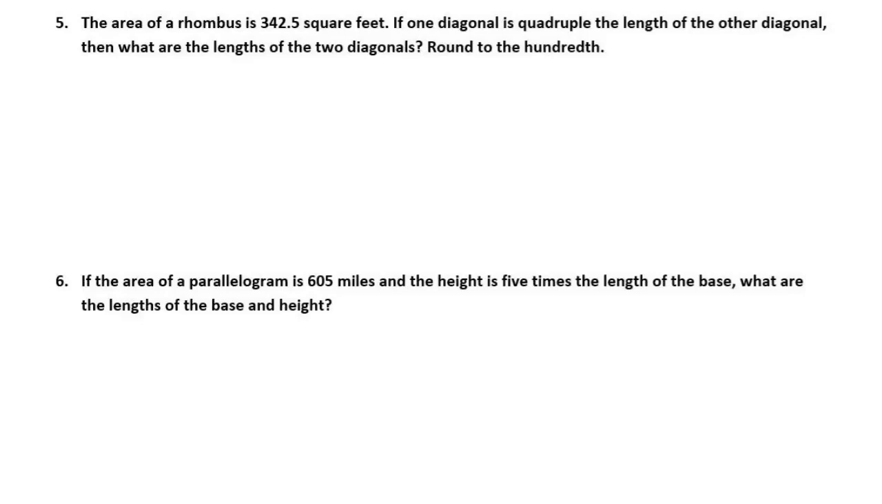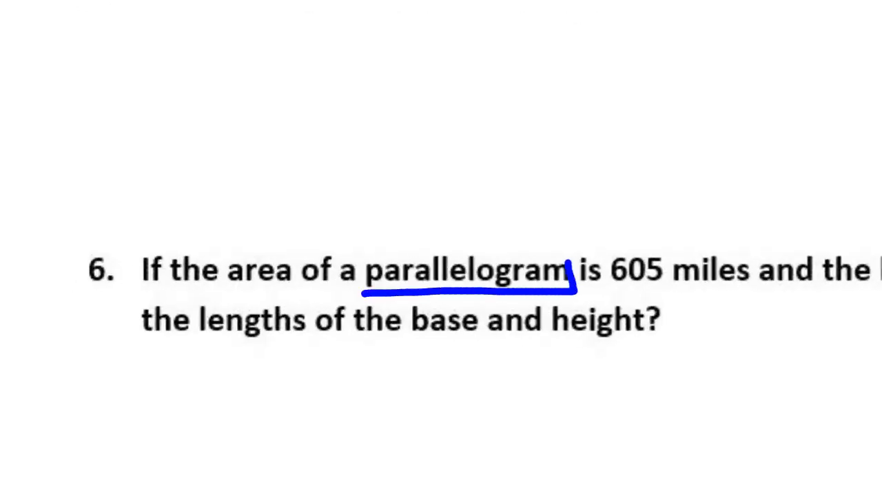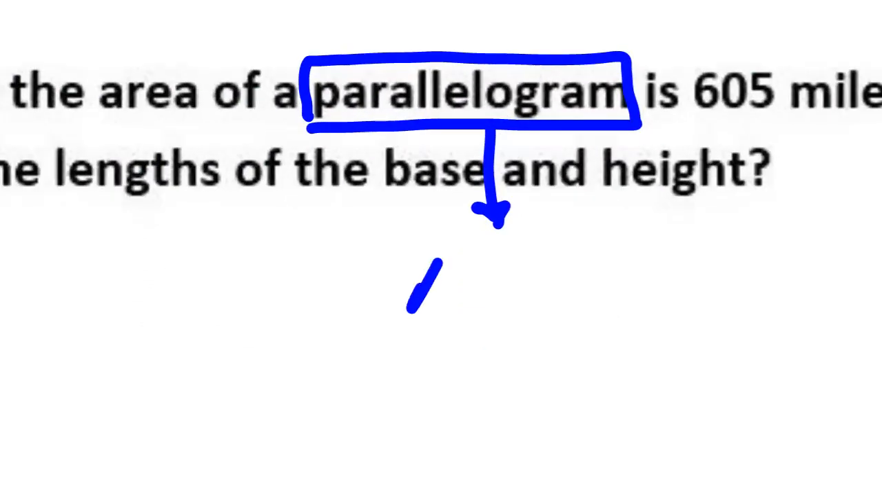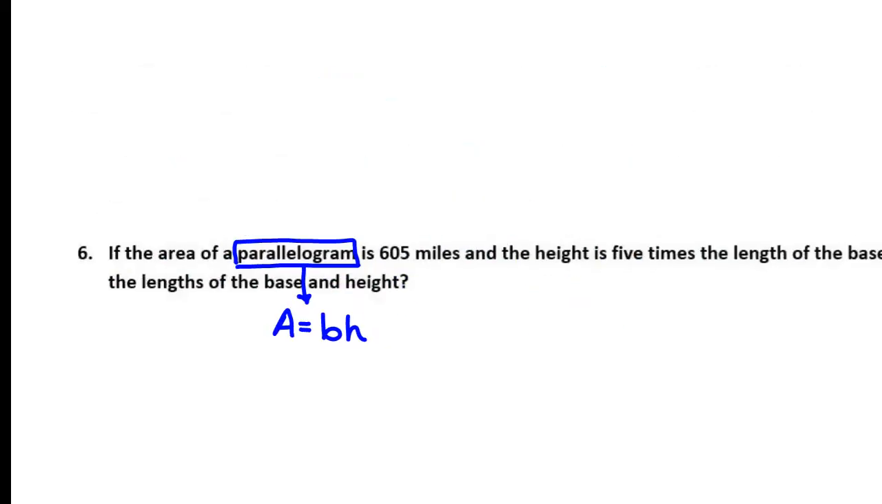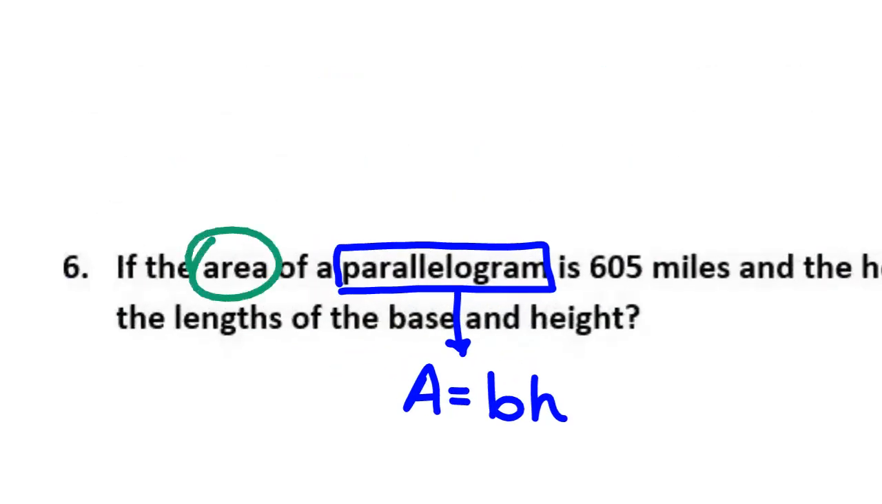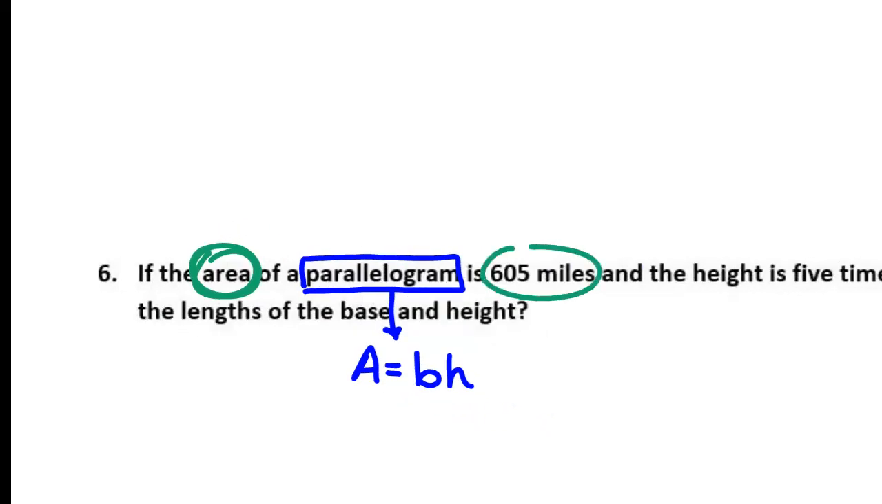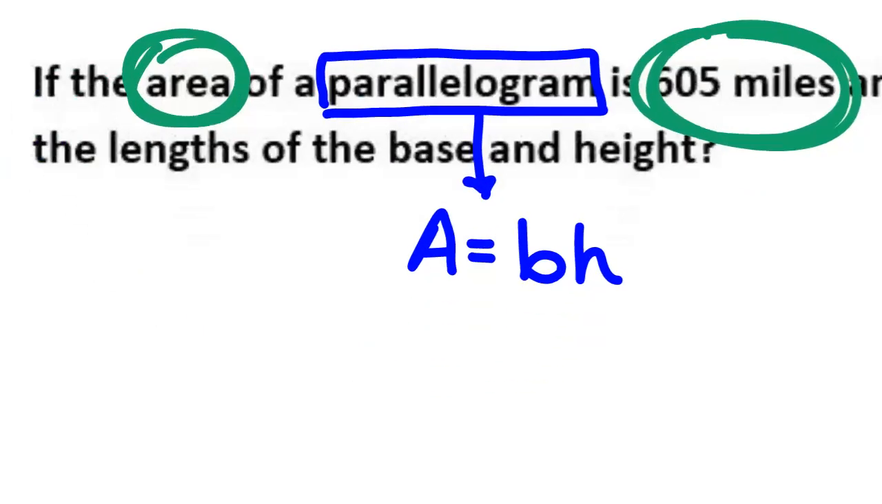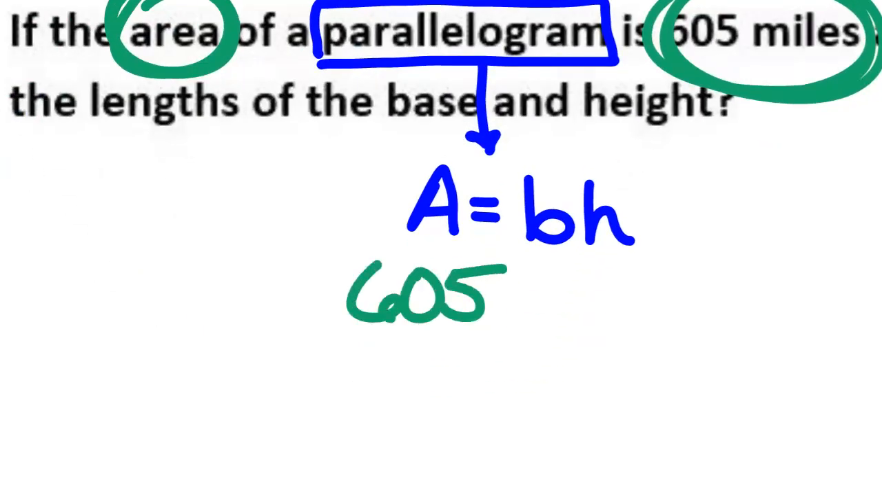Number 6 says, if the area of a parallelogram is 605 miles and the height is 5 times the length of the base, what are the lengths of the base and the height? So you guys have to know the area formula for a parallelogram. This is one of the ones that you have to memorize. Area is equal to base times height for a parallelogram. They tell us that the area of this parallelogram is 605 miles. So that's what we're going to put in the place of the A, 605.